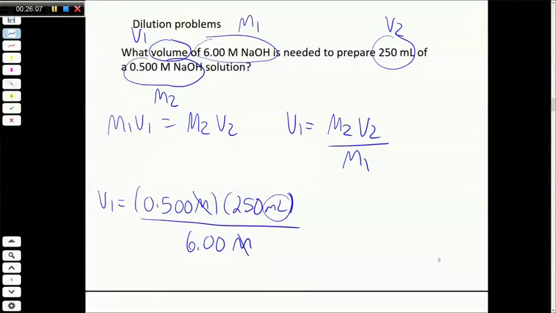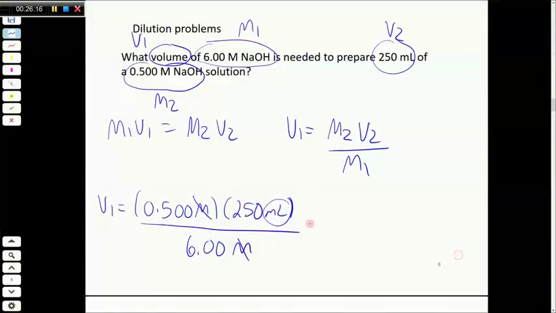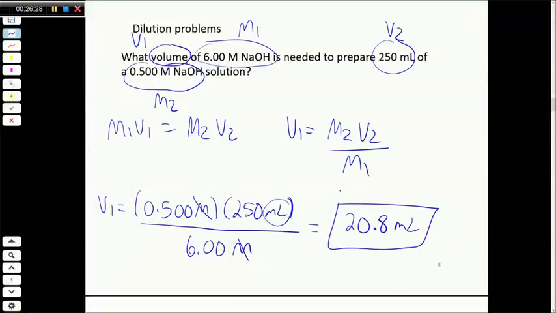So as long as you keep track of the units, as long as you keep track of which ones cancel out, for these types of problems, they don't necessarily have to be the standard units of liters in particular. So that's a long way of saying the units don't matter as much for this one, as long as we keep track of them, and when we multiply and divide, we get 20.8 milliliters. So what this means is that we would take 20.8 milliliters of our 6 molar solution and then dilute it to a volume of 250 milliliters, and when we do that, the new concentration is 0.5 molar.